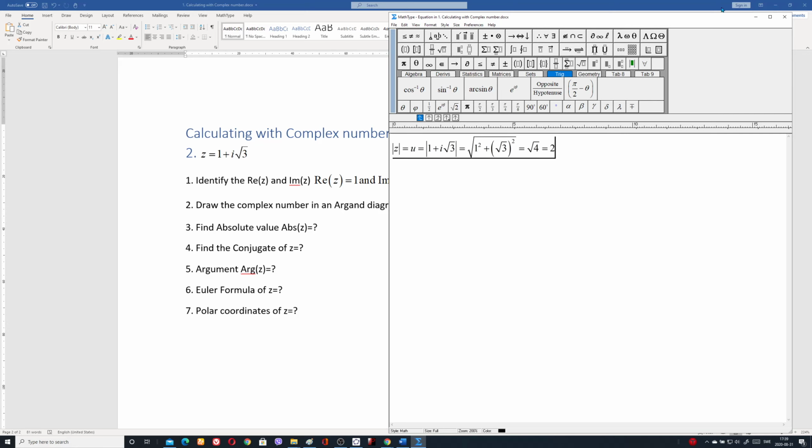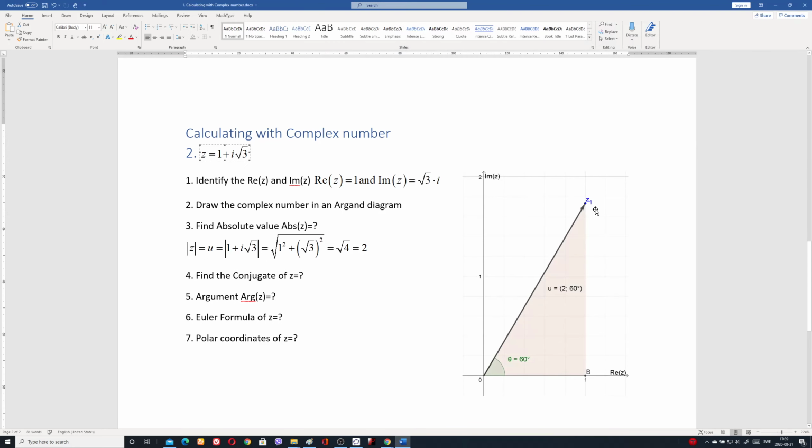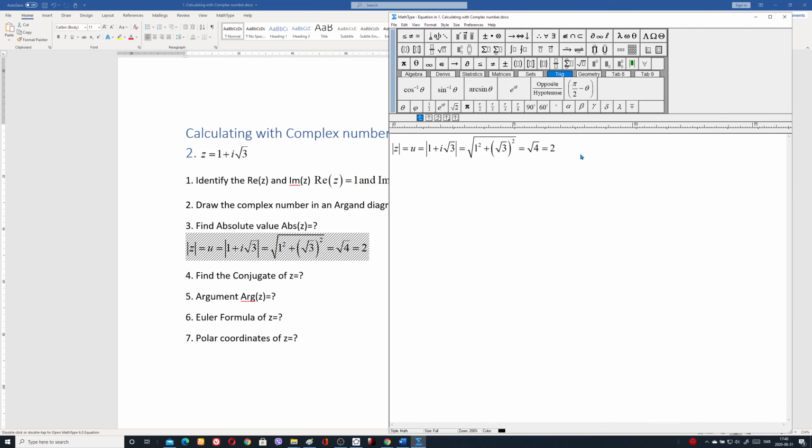Okay, so this length here is 2, and we see that in polar coordinates this is 2, this is 1, and this one is square root of 3. How could we calculate this one? Let me calculate this one too. So we can say how we get the square root of 3. This is the Pythagorean theorem.